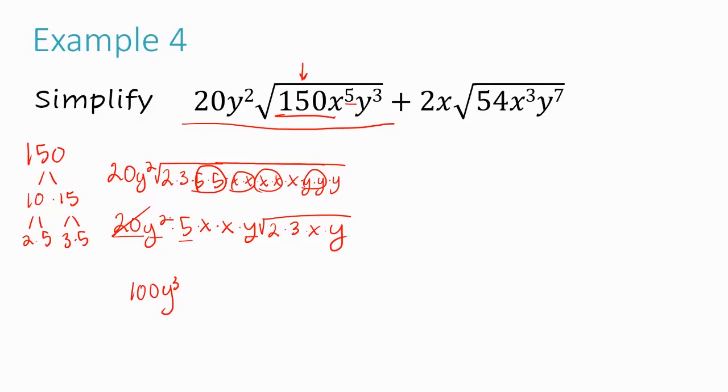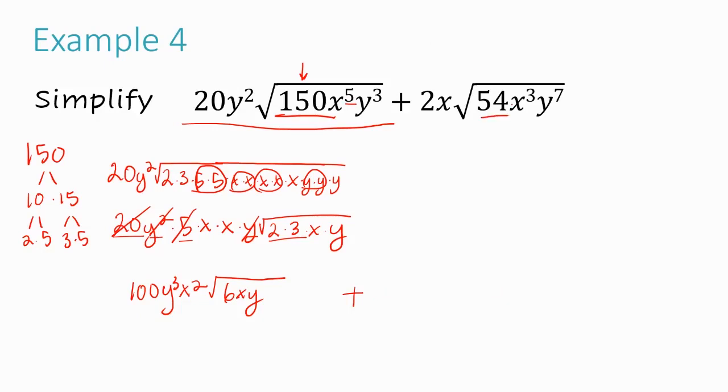Okay, so I've used my 20, I've used my y to the second power, I've used my 5, and I've used my regular y. And then x times x equals x squared. Now, as far as underneath the radical, I'm going to simplify those things. And I have 2 times 3, which is 6. And then x, y cannot be simplified, so I just write them down. Now, this term that I just wrote down, all of that, is going to be added to something else. I need to calculate what that something else is.